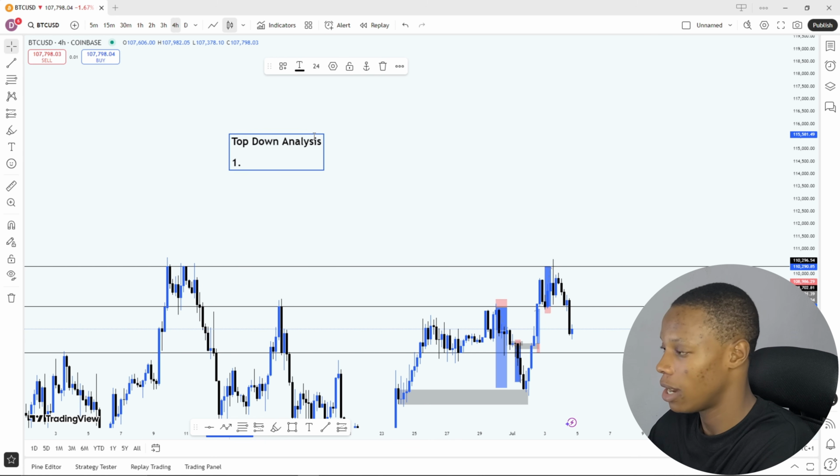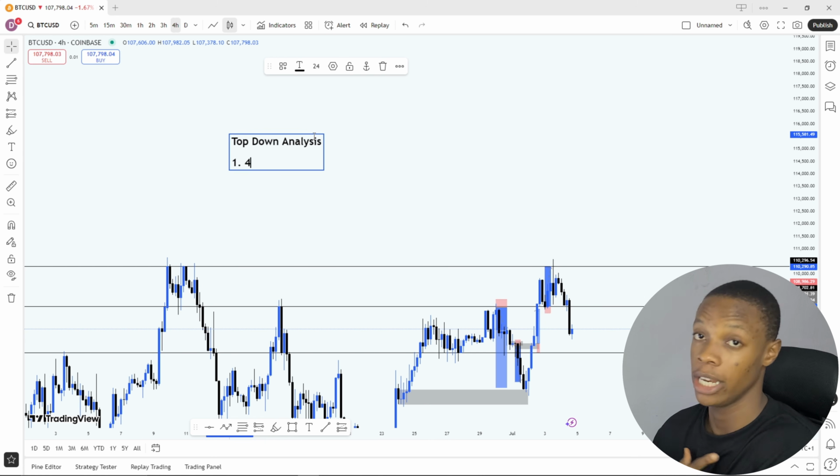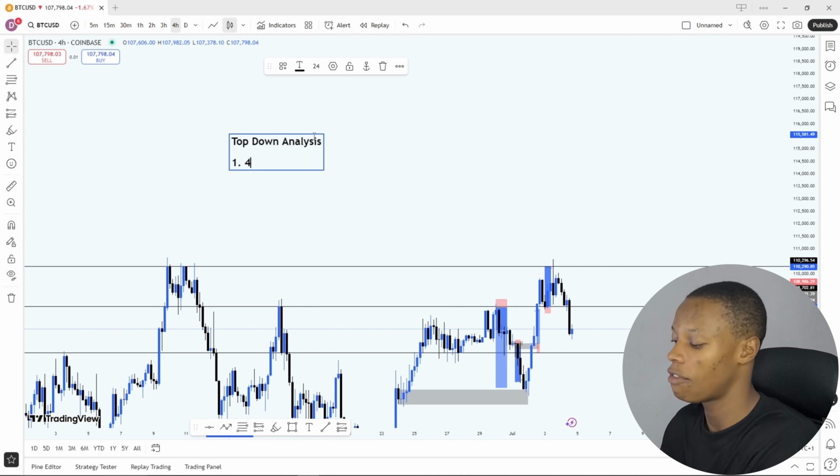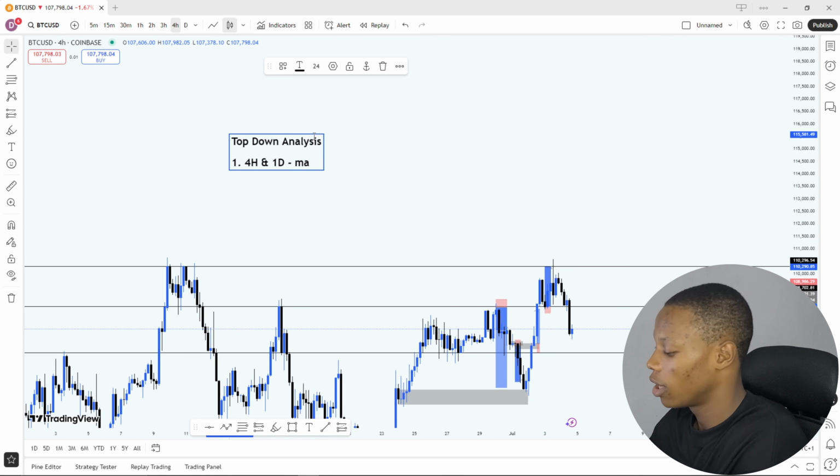First, the time frames I personally use are the 4H and the daily. I'm a day trader, and these are the time frames I use: 4H and my daily time frame, right? And on these time frames, I mark out key levels.